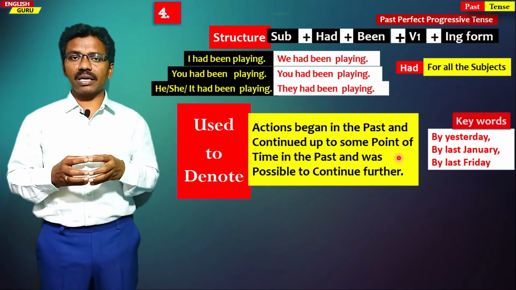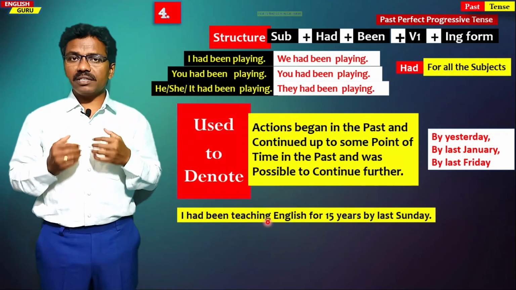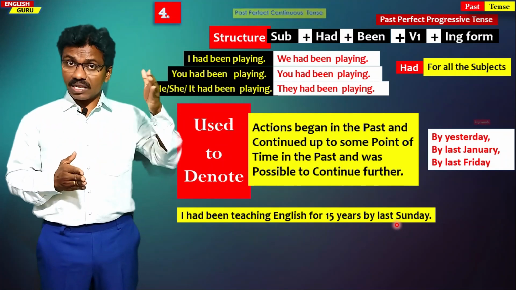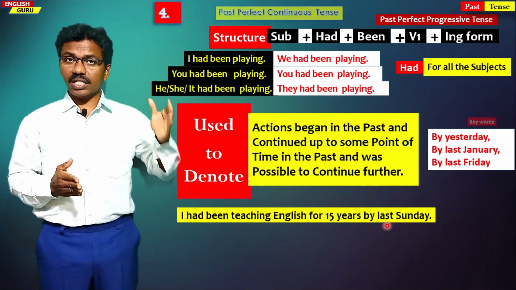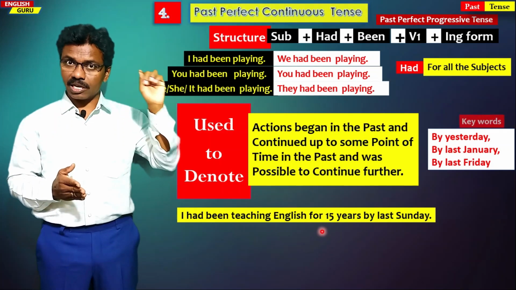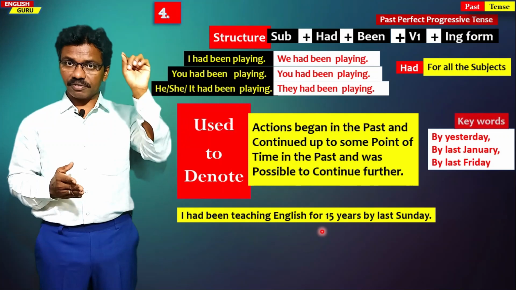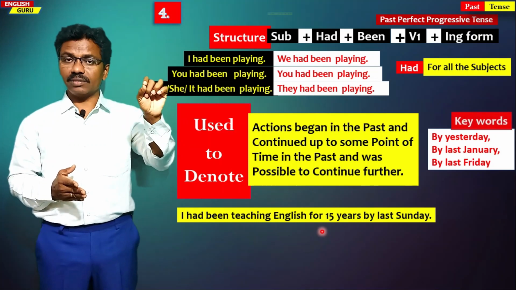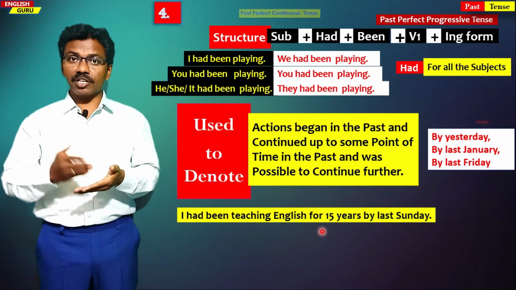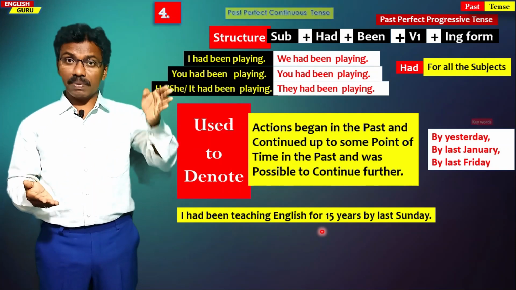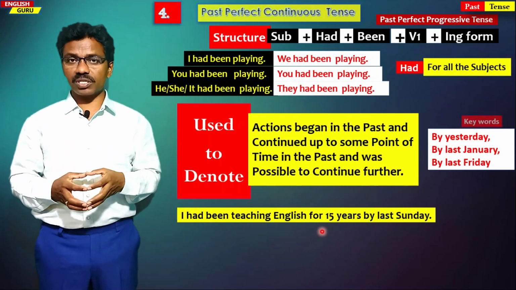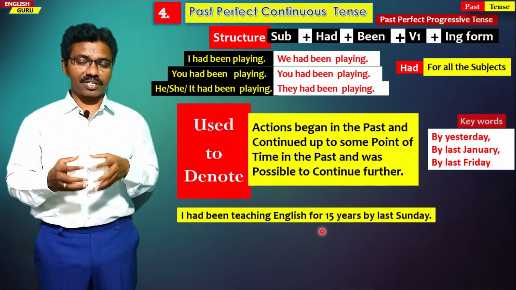Let us take them in some examples. I had been teaching English for 15 years by last Sunday. So by last Sunday, I completed teaching English for 15 years. So I started the activity 15 years ago, I continued it for 15 years, and I ended after 15 years by last Sunday. By last Sunday, it is 15 years. I may continue now also. But I completed 15 years by last Sunday, and this is the 16th year. And that is the situation for which we have to use past perfect continuous tense.